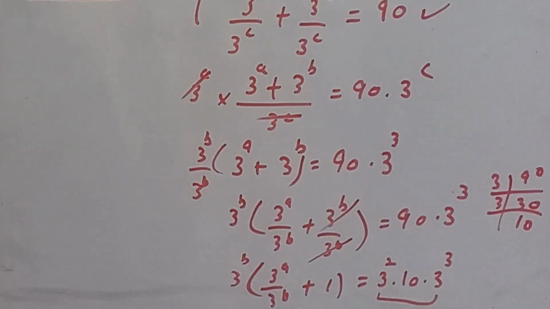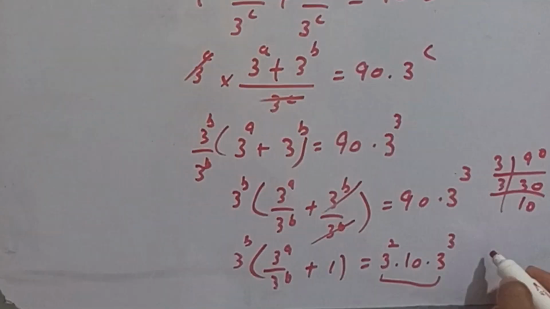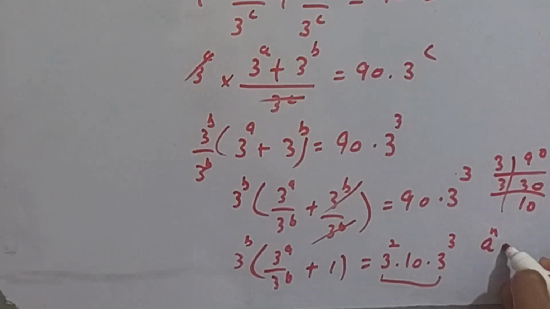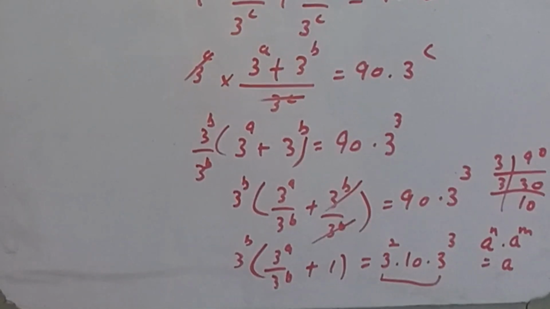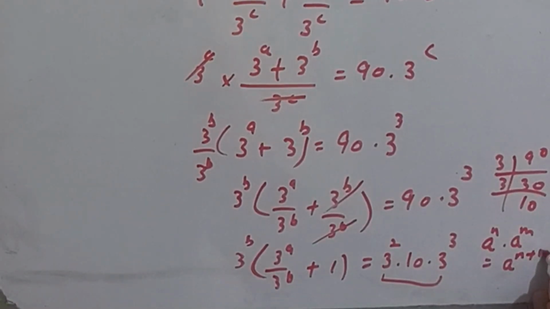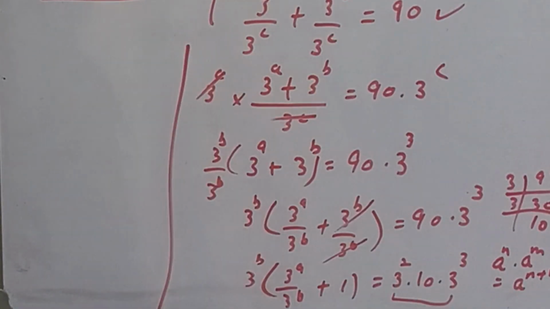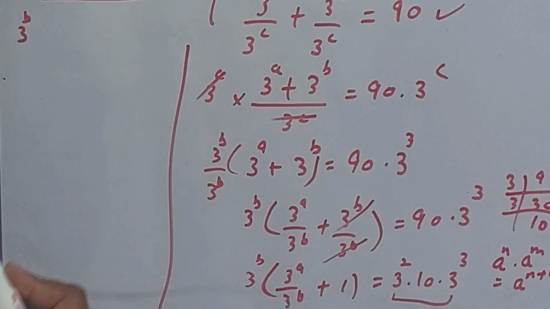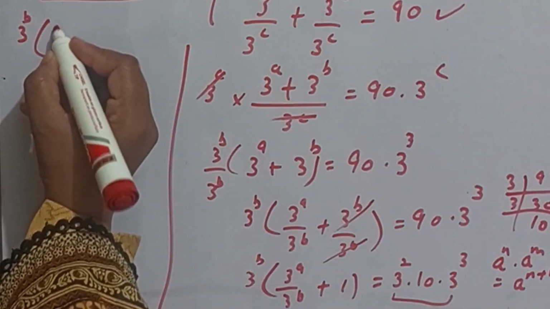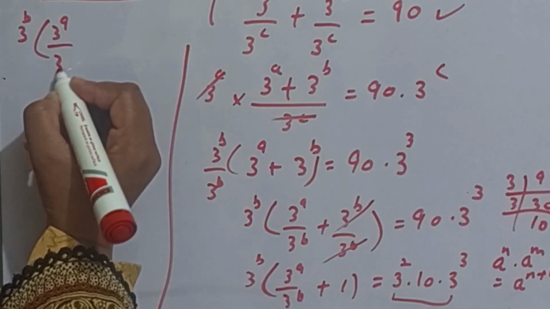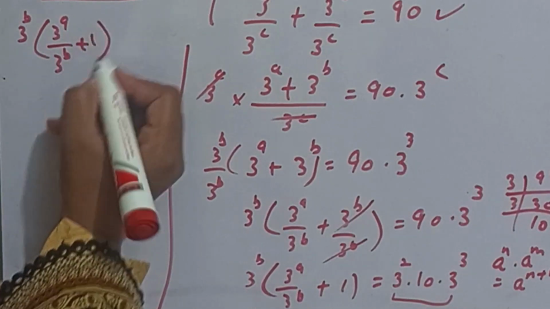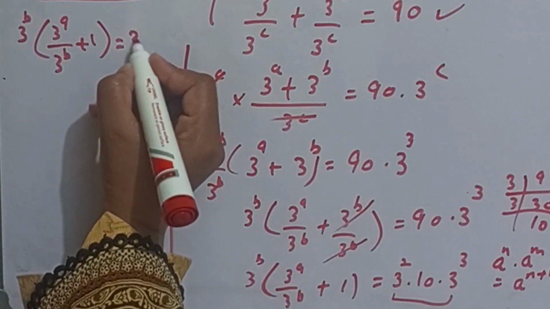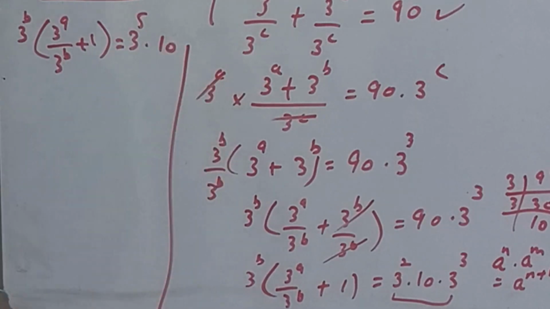For this we apply this identity, which is a raised to the power n multiplied by a raised to the power m. As we know, this is equal to a raised to the power n plus m. We apply this identity on this value. So we get 3 raised to the power b multiplied by 3 raised to the power a divided by 3 raised to the power b, plus 1, is equal to 3 raised to the power 5 multiplied by 10.